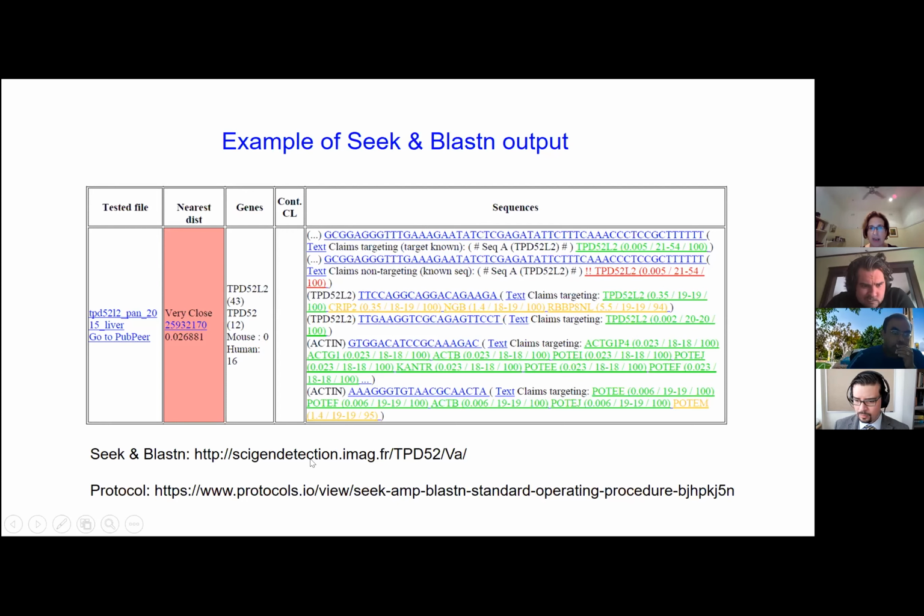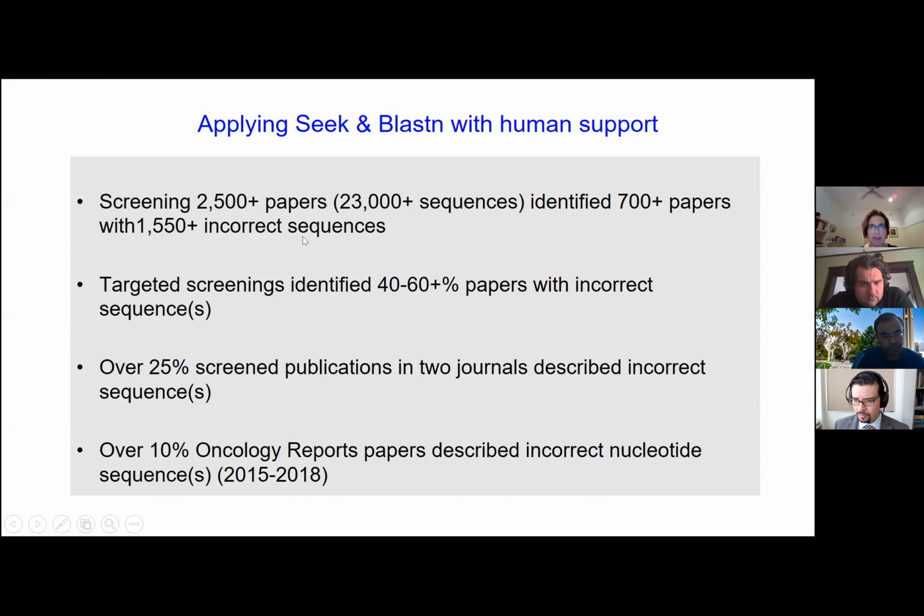Seek and Blast is freely available at this website, and we recently published a protocol which gives a very detailed standard operating procedure for using Seek and Blast.